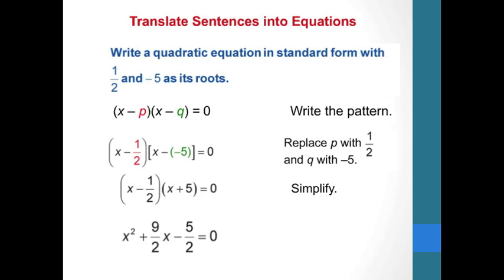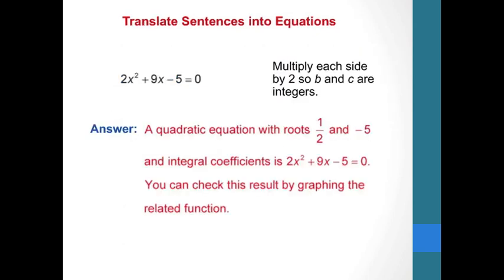When I multiply it out, I end up with fractions. So I then go ahead and multiply by 2 to get rid of my fractions. So I end up with 2x squared plus 9x minus 5 equals 0 as the standard form for my equation that had the roots of a half and negative 5.